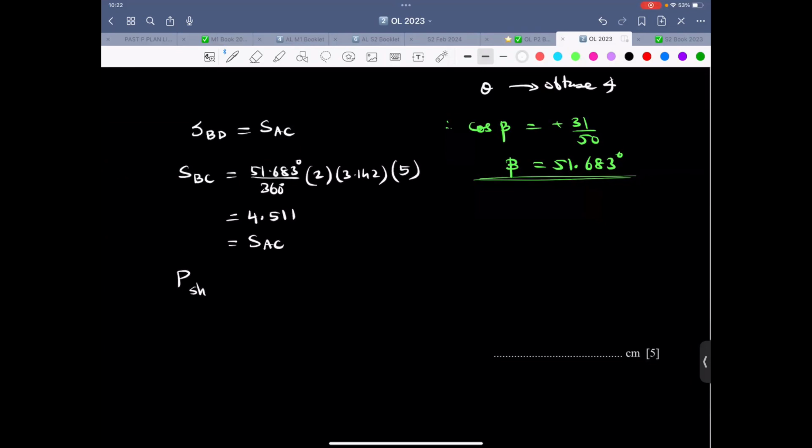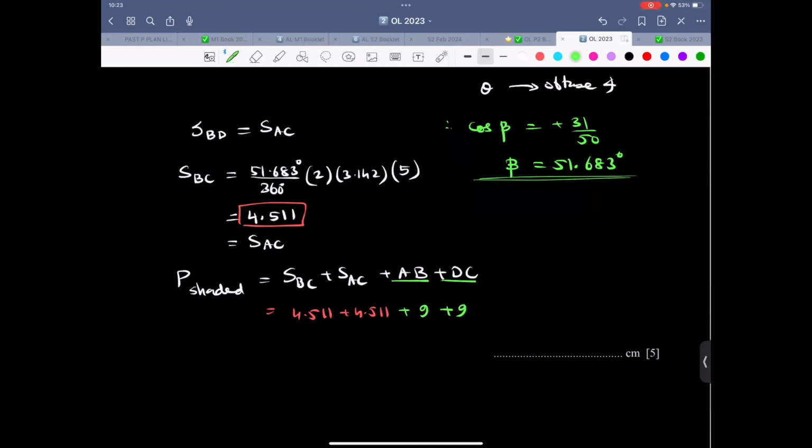Therefore, the perimeter of the shaded region is made up of arc length BD and arc length AC. We also have AB at the top and DC at the bottom. So now what do we have? This is 4.511 plus 4.511 plus AB and DC, that is 9 and 9. So if I add it all up, the perimeter of the shaded region is coming out to be 27.022.